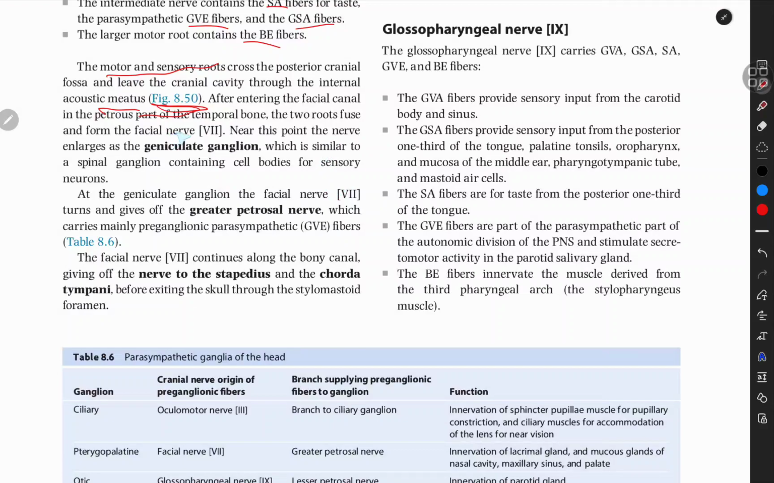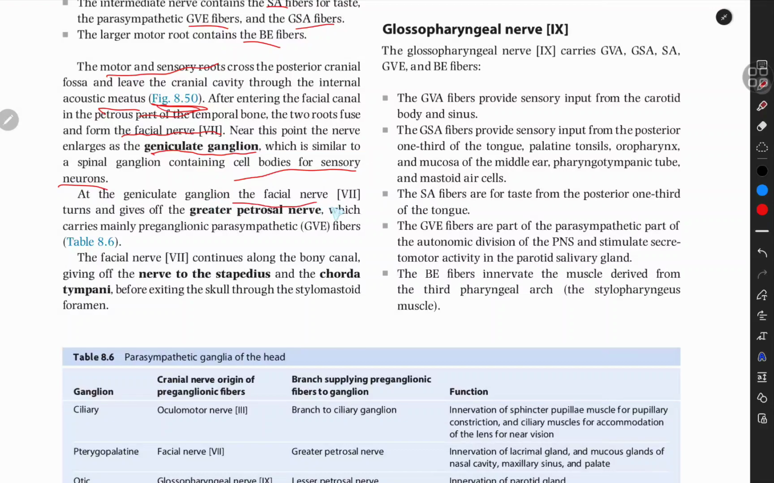After entering the facial canal in the petrous part of the temporal bone, the two roots fuse to form the facial nerve. Near this point, the nerve enlarges into the geniculate ganglion, which is similar to a spinal ganglion containing all the cell bodies for sensory neurons. Okay, so 7 makes the geniculate ganglion.